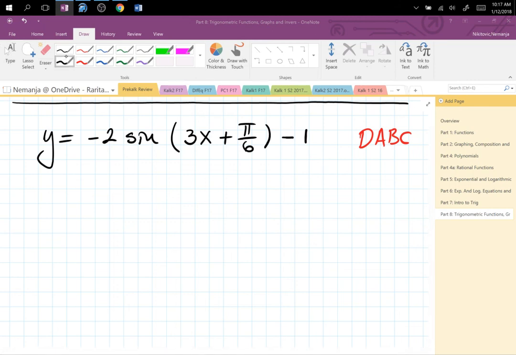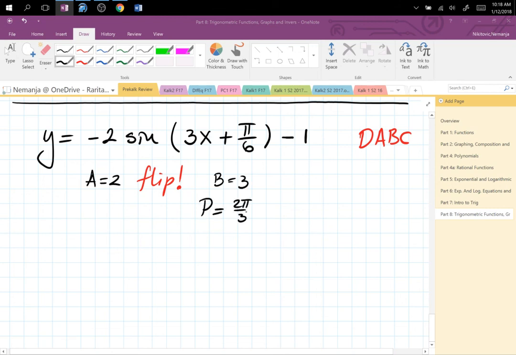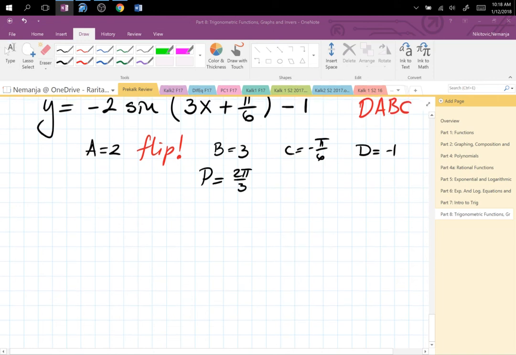All right, so A is 2, and then I write flip so I can remember. B is 3, which immediately tells me that the period is 2 pi over 3. C is negative pi over 6, but we are never going to use it in this form, right? Because we set the whole parenthesis equal to 0. And D is negative 1, and I need that for the green.